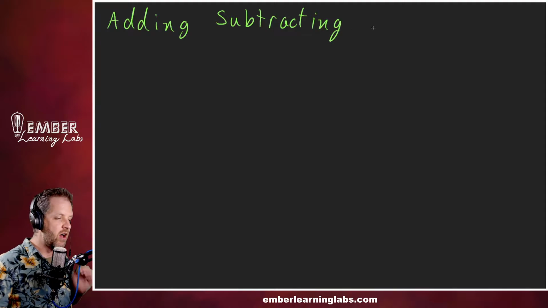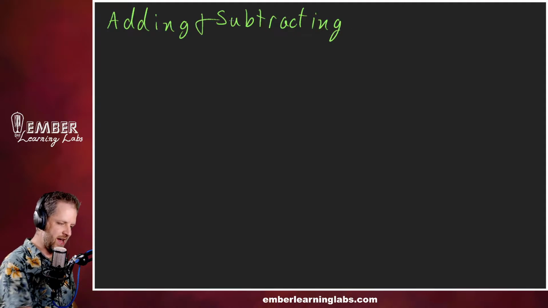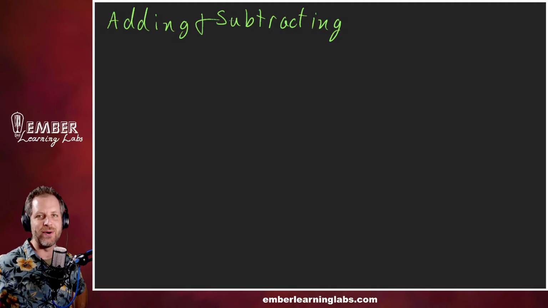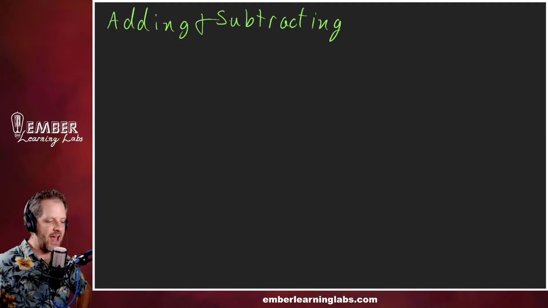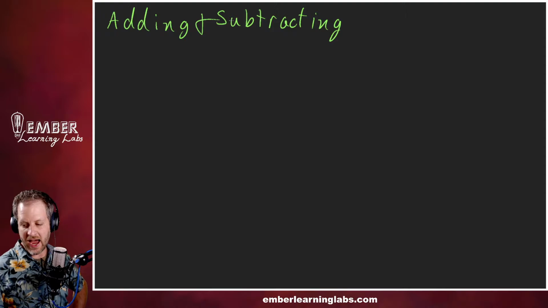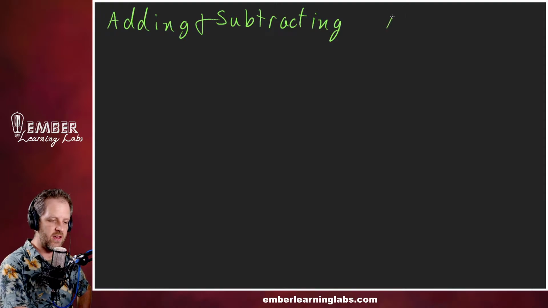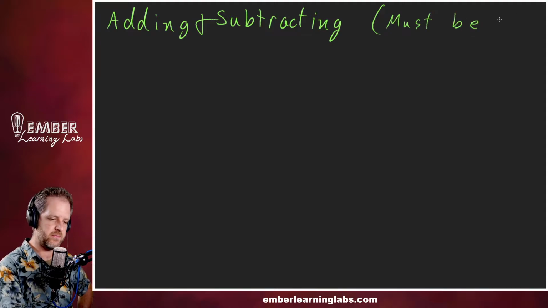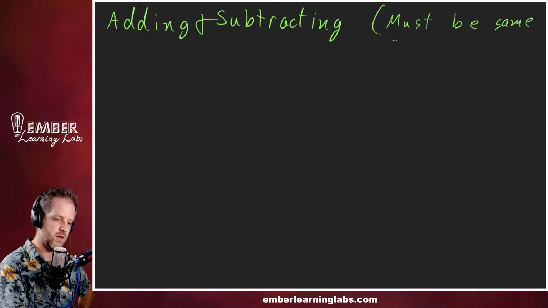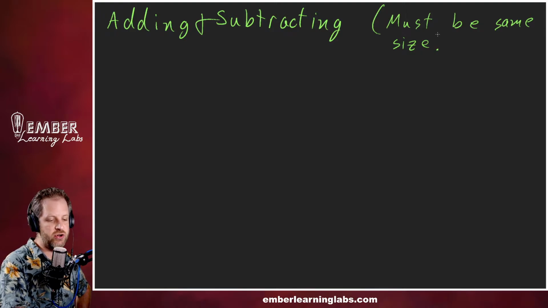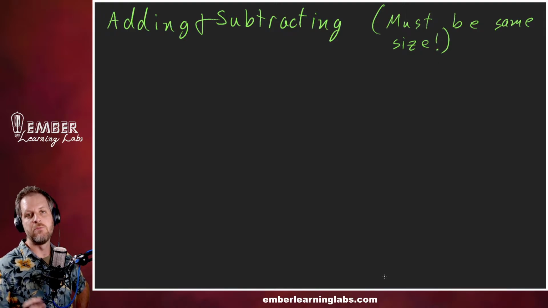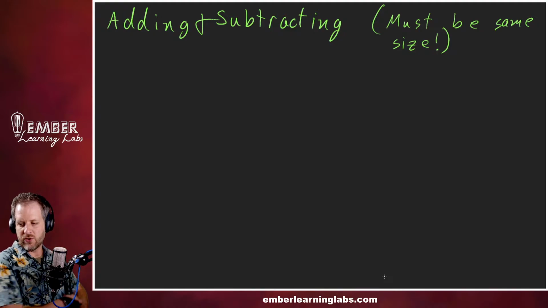For adding and subtracting matrices, they have to be the same size. Must be the same size. This is muy importante, right? So you cannot add a 2 by 3 matrix plus a 2 by 4 matrix. They have to be the exact same size in order to add them.